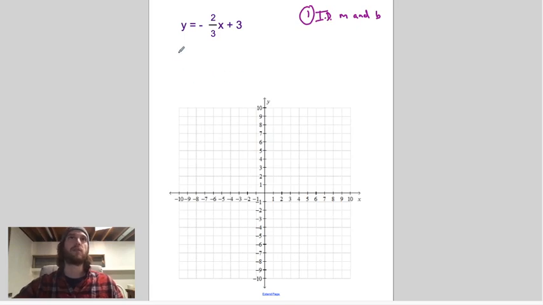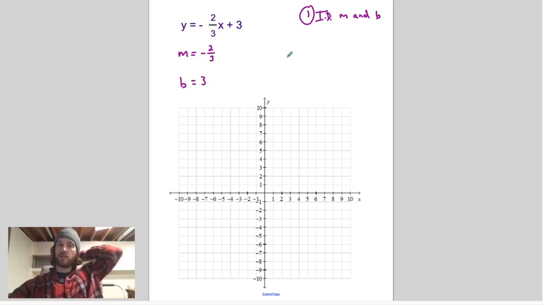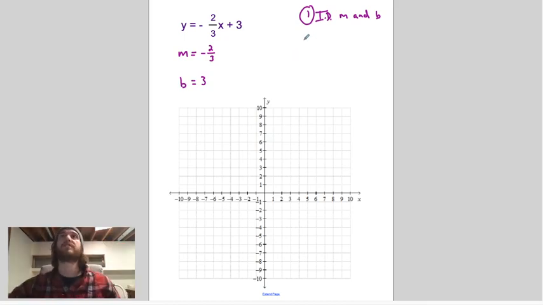I said the slope is always the number that is the coefficient of the x term. The coefficient of our x term is negative 2/3. Hooray! That's our slope. And our y-intercept is always the constant, which is positive 3. Fantastic. Hey, that's step 1 complete. Cha-ching! Step 2.